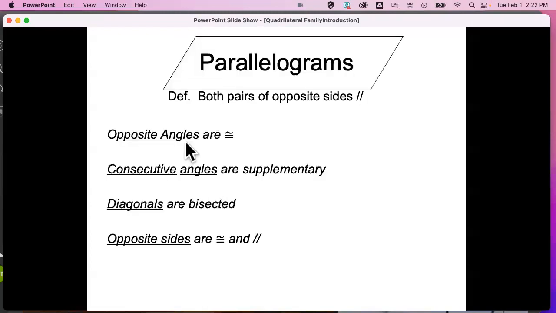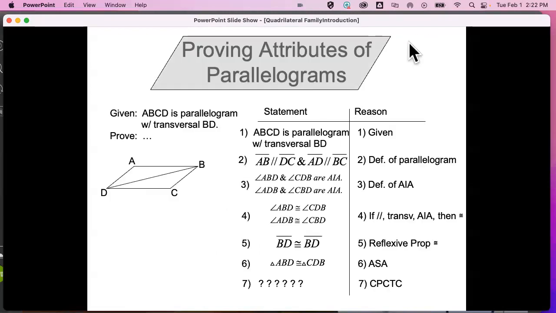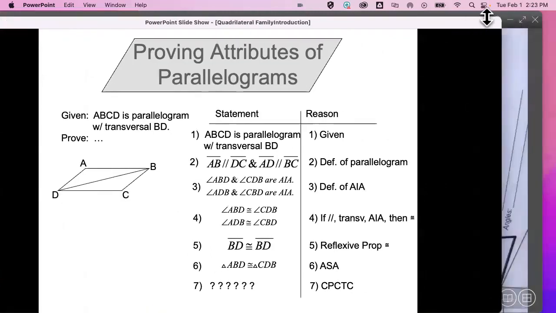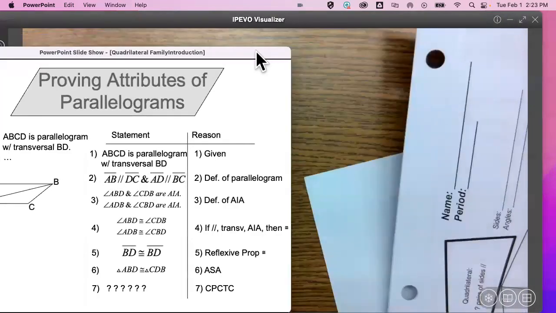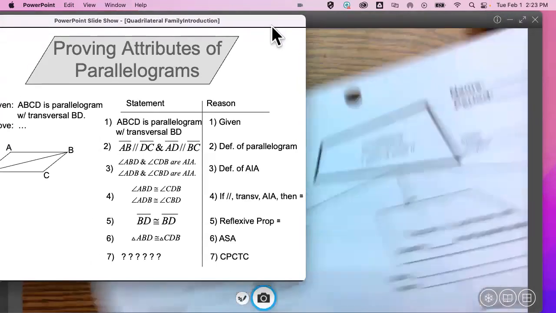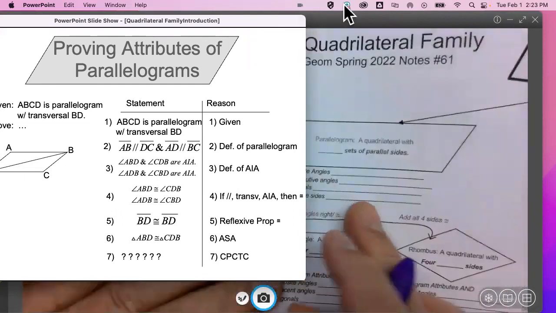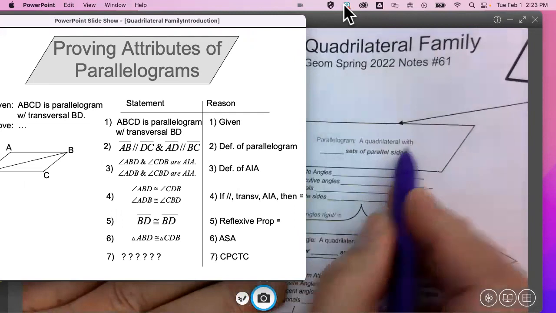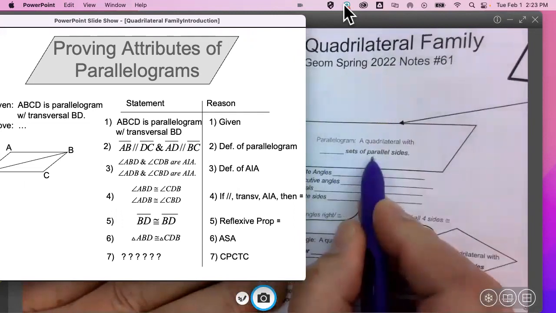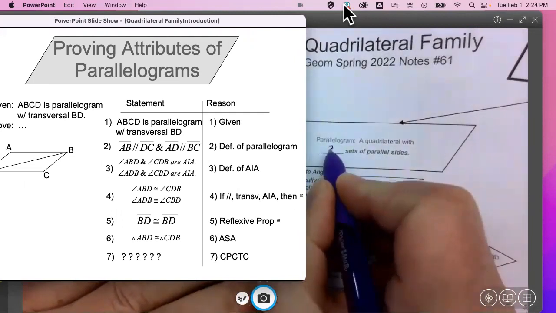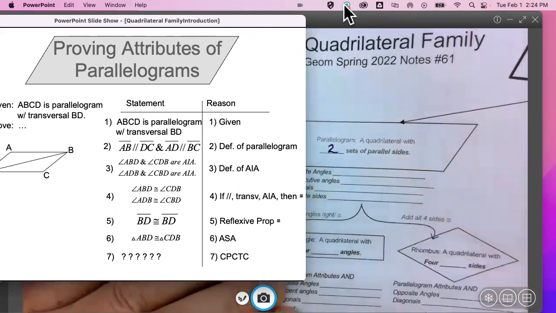One would be that opposite angles are congruent. So here's where you guys get to move from just listening and begin to get your notes working. On your notes, you'll see over on the left-hand side, it has parallelogram here. A parallelogram is a quadrilateral with blank sets of parallel sides. Two sets of parallel sides.